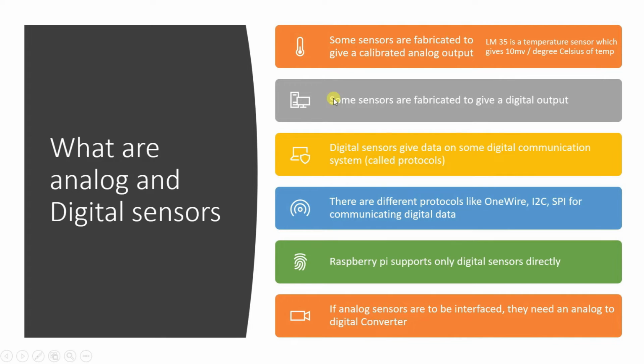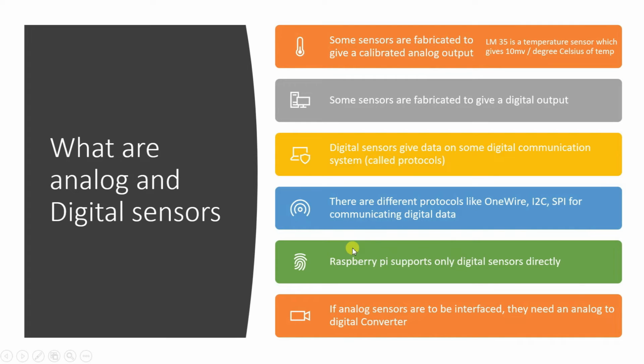And then there are some sensors which are fabricated to give a digital output. The digital sensors, or the ones which give digital output, give data over some kind of digital communication mechanism, something that we technically call protocols. There are a number of different types of protocols like one-wire protocol, I2C protocol, SPI protocol for communicating digital data with something like a microprocessor or microcontroller.